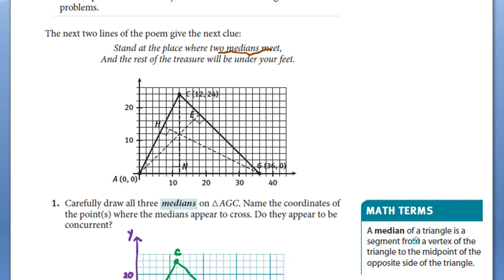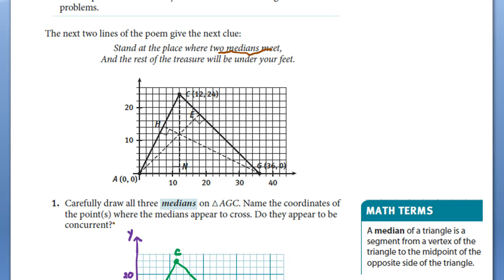A median of a triangle is a segment from a vertex to the midpoint of the opposite side of a triangle. So in the previous lesson we discussed what the word altitude was. It also was a segment from a vertex, but it touched the opposite side at a 90-degree angle. A median is a segment from a vertex that touches the middle of the opposite side.